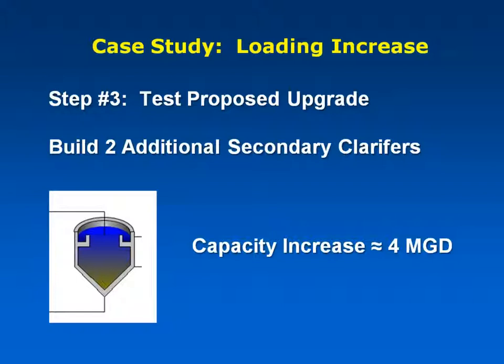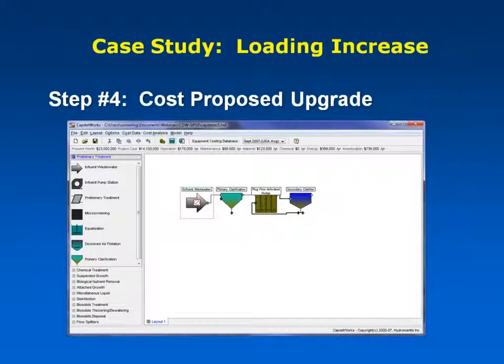You could possibly say, okay, well, that's what 2 clarifiers are going to give us. What if we increased some aeration basin tankage? What if we went with different types of clarifiers? What if we had an increase in primaries? There's really an endless list of things that you can analyze in this way. But for the purposes of today, we can see that building 2 additional secondary clarifiers is going to give us another 4 MGD, so another number of years for this particular plant.